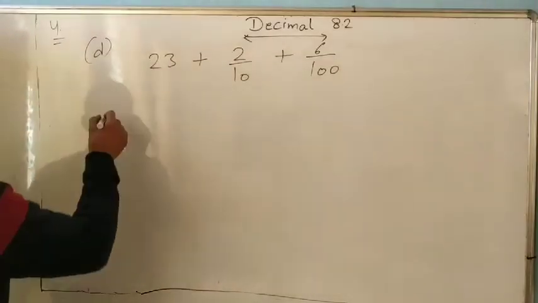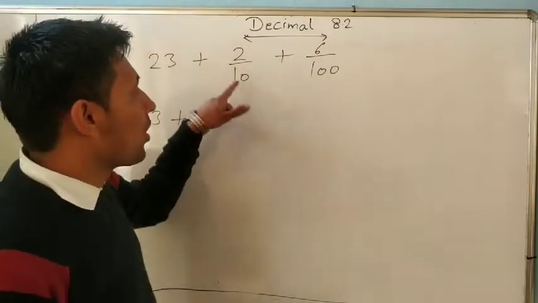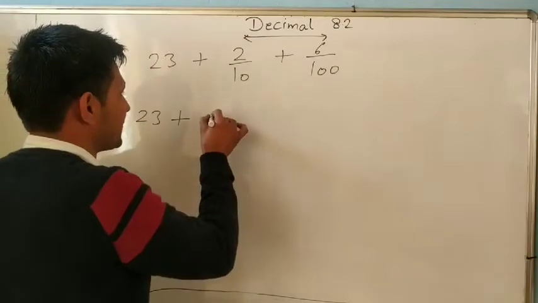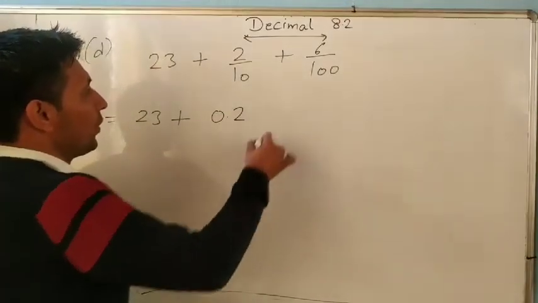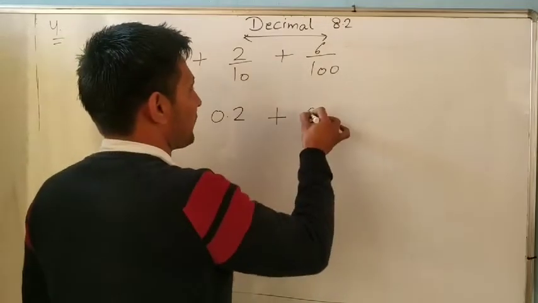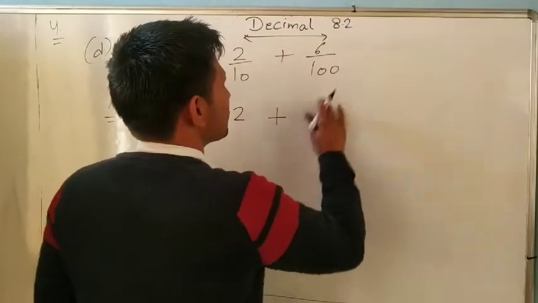So in decimal, 23 plus 2 upon 10. How many 0s in the denominator? 1. So it means after the decimal only one digit. Plus how many 0s in the denominator? 2. So it means after the decimal how many? 2 digits. So it is only one digit.